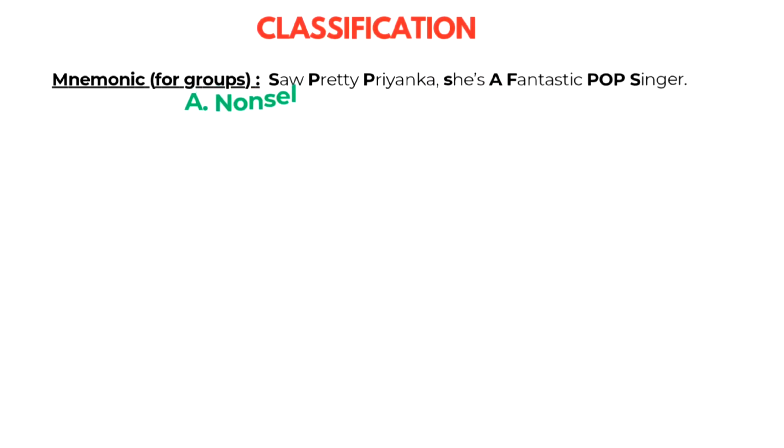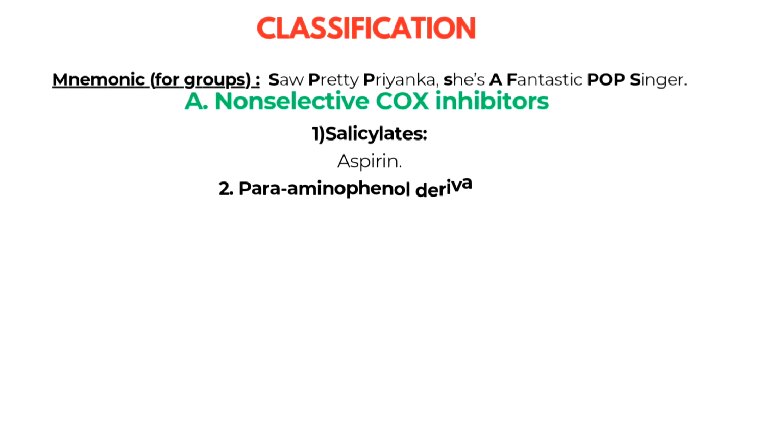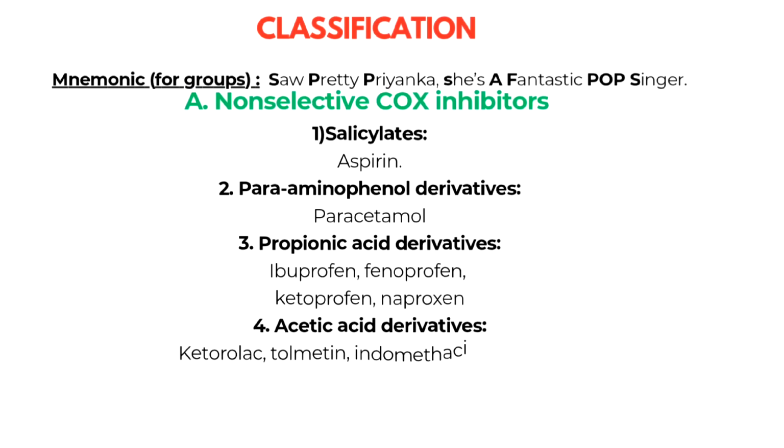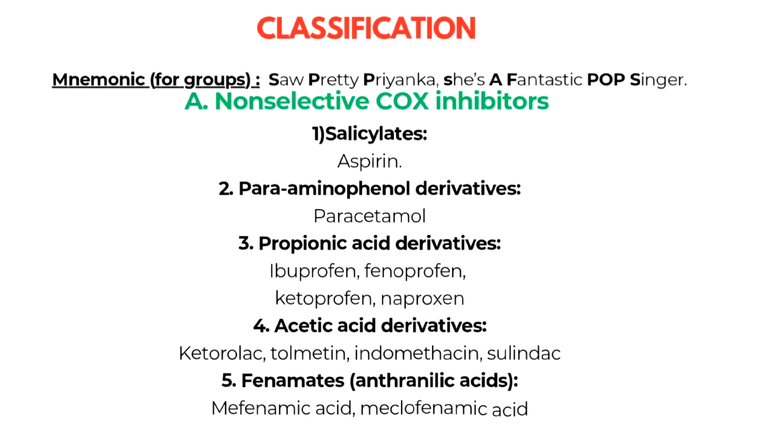Next we will see the classification. First are non-selective COX inhibitors, in which first are salicylates. Example is aspirin. Second, para-aminophenol derivatives. Example is paracetamol. Third is propanoic acid derivatives. Examples include ibuprofen, fenoprofen, ketoprofen, and naproxen. Fourth is acetic acid derivatives. Examples: ketorolac, tolmetin, indomethacin, sulindac.